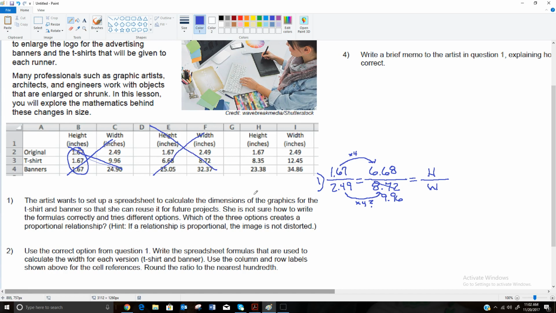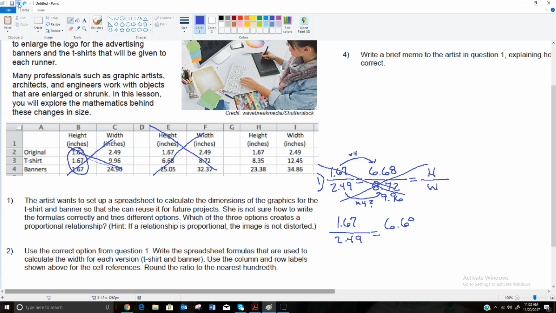So now we'll check this next one. And again, this one was bad. So we'll check the next one. We'll start with our 1.67 to 2.49. And I'll show on this one how to check the other way because I know I only showed one way there.